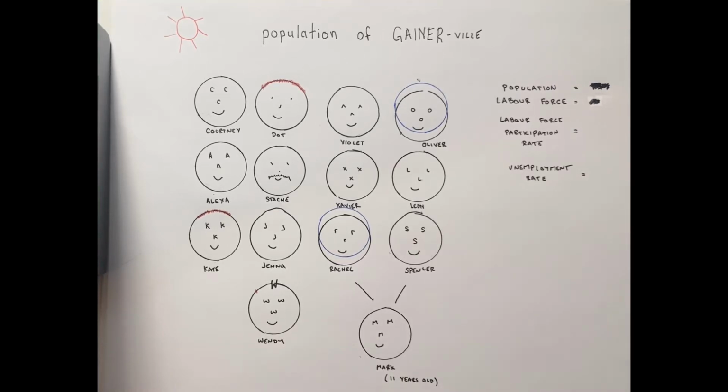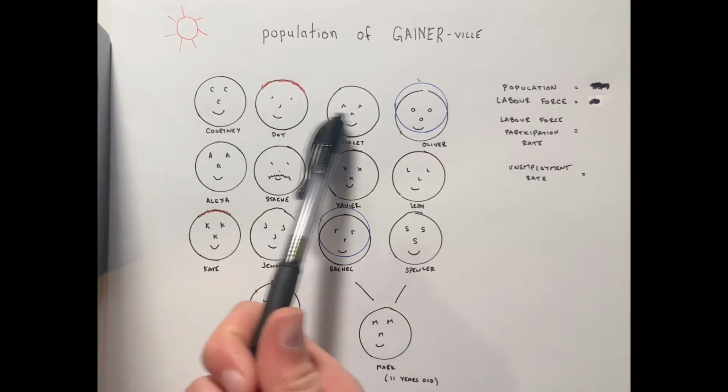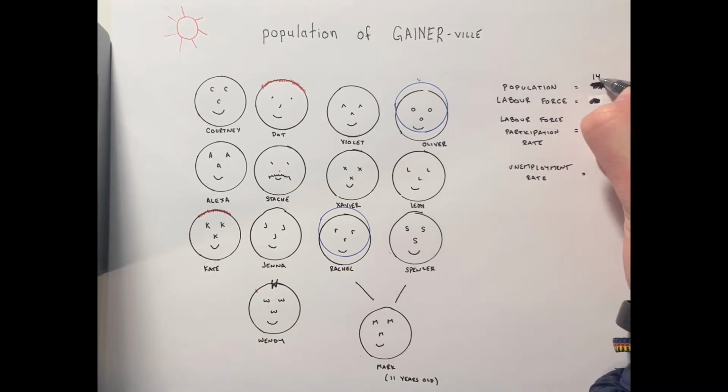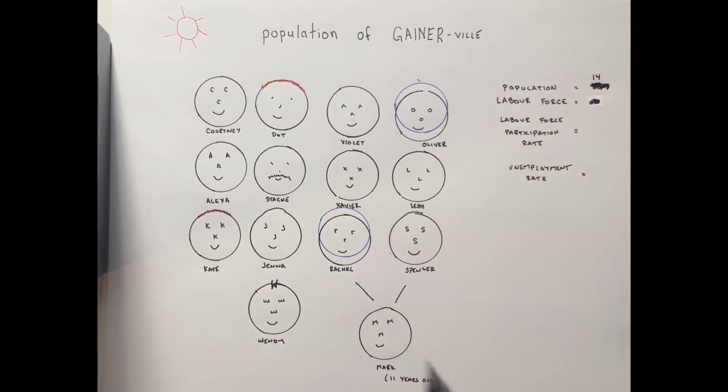All right, welcome to the sunny city of Gainerville. This is a fictitious city here to help us understand some of the employment metrics before we measure it in the real world today. So today we have this population here, and we can see there's 2, 4, 6, 8, 10, 12, 14 people. So that's the population of Gainerville. So that's 14. However, we have here a couple different people.